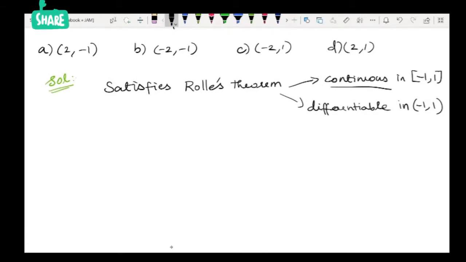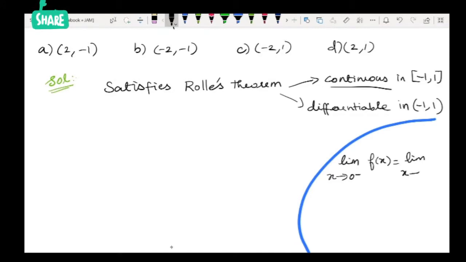So what do we mean by continuous? The left limit and right limit of the function approaching 0 should be equal to the function value at 0, right? So limit x tends to 0 minus f of x is equal to limit x tends to 0 plus f of x, and that should be equal to f of 0. So let's start finding that out.